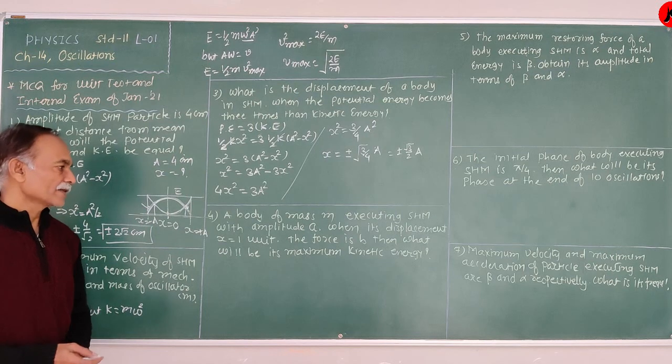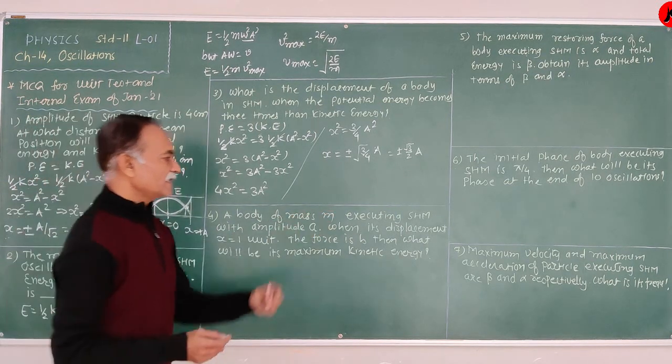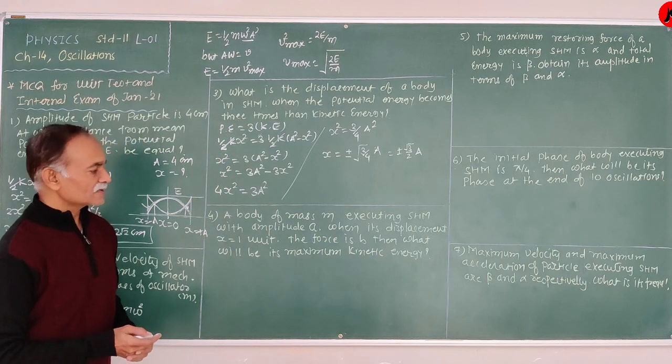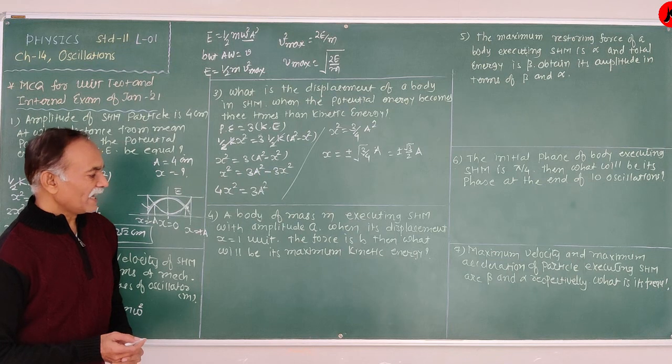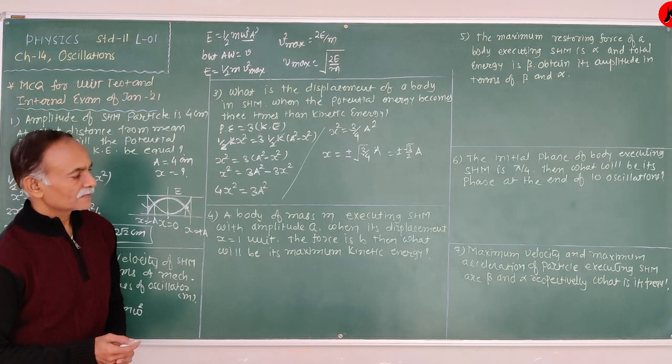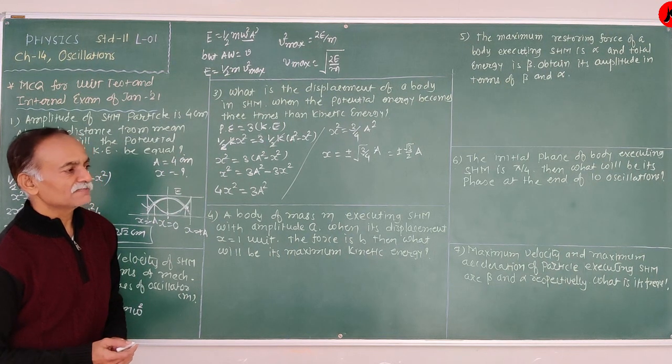Complete it. Okay. Now next, a body of mass m is executing simple harmonic motion with amplitude a. When its displacement x is equal to 1 unit, the force acting on it is b. Then what will be its maximum kinetic energy?